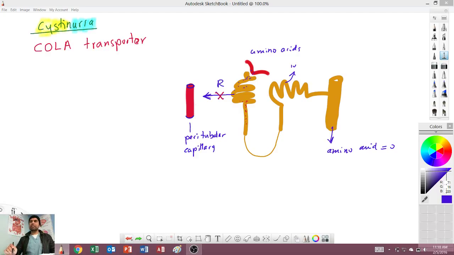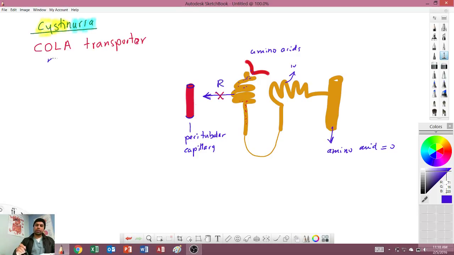If this transporter is defective, can you reabsorb cysteine, ornithine, lysine, arginine? This will affect the urea cycle too, because ornithine is needed. But as long as you have ornithine in your diet, it's okay. Ornithine is soluble in urine, lysine is soluble in urine, arginine is soluble in urine. These four are basic amino acids, especially lysine and arginine. You have to memorize that.